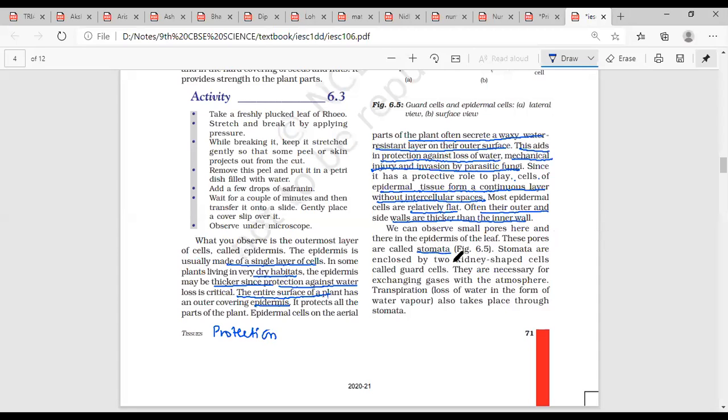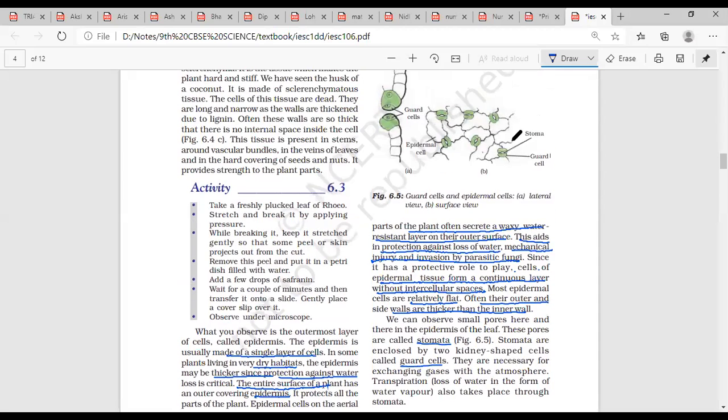Stomata are enclosed by two kidney-shaped cells called guard cells. You can see the diagram here. This is the epidermis. These kidney bean-shaped structures are called guard cells. And the hole between them, this inner part, is called the stoma. Stomata is the plural, stoma is the singular.